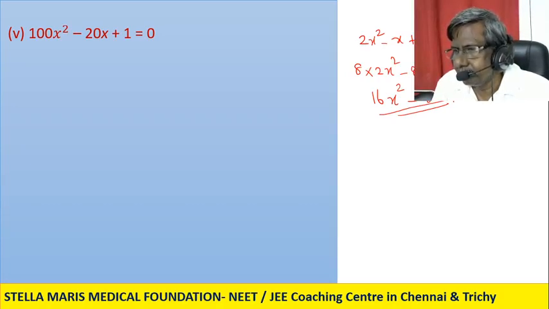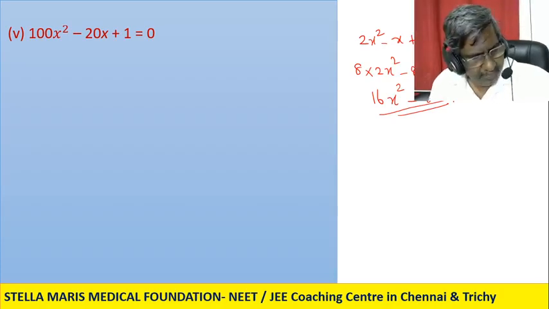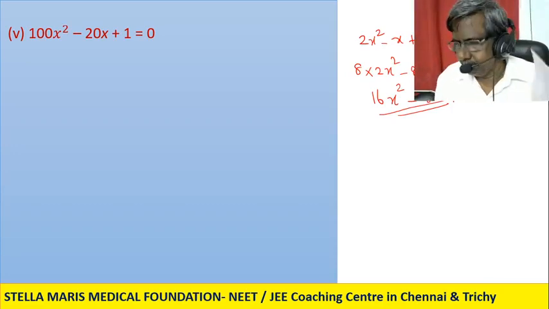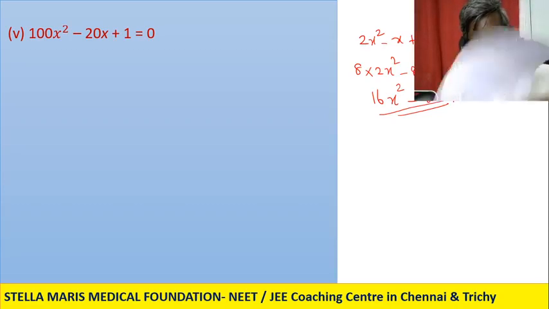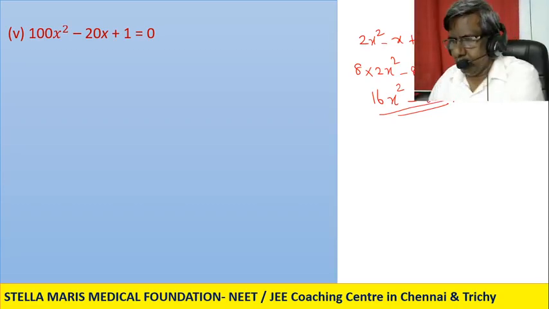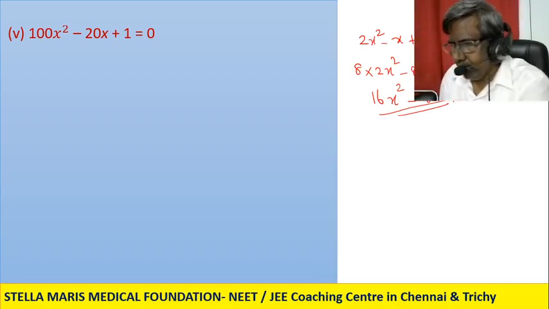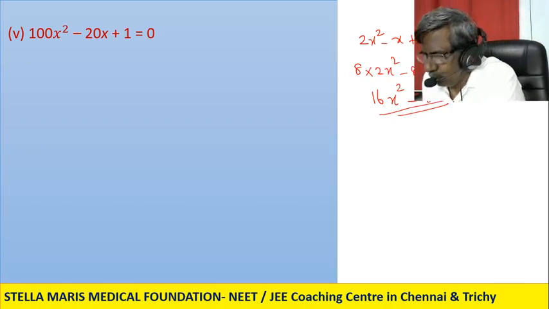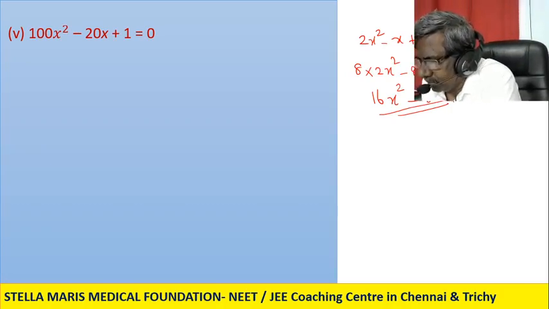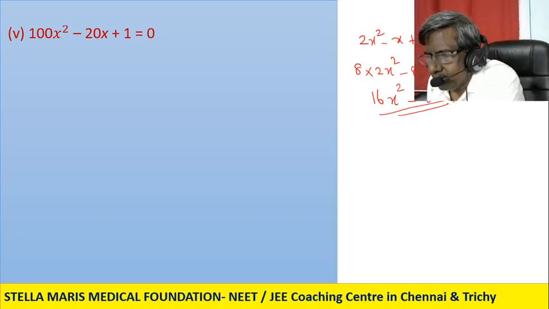Good. Try this: 100x square minus 20x plus 1 is equal to 0. Yes, Shivkumar, 1 by 10. So it will be 1 by 10, 1 by 10. Like what Sai says, its two roots will be 1 by 10, 1 by 10. Both the roots of the quadratic equation are the same, 1 by 10. So you can verify also. Shivkumar got it, Snegit okay, Abhishek all done. Good.